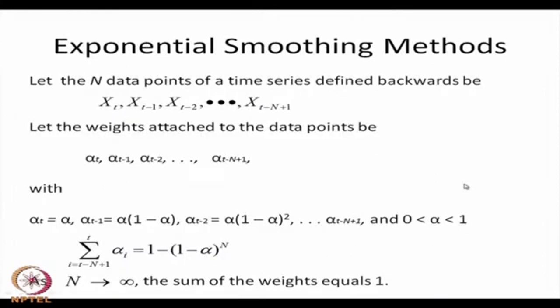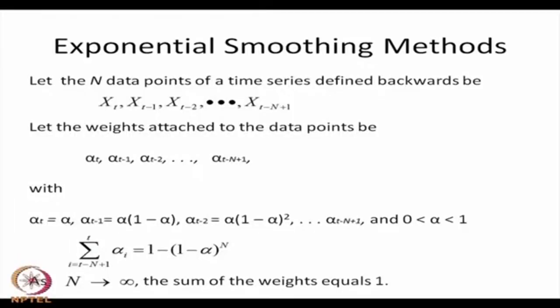Now, let us introduce another important method, in fact more important than the moving average method, which is the exponential smoothing method, because of its simplicity. Once again, consider n data points of a time series, but we are defining them backward, meaning that the most recent value is x t, one period old value is x t minus 1, two period old value is x t minus 2, n period old value is x t minus n plus 1. We write it backward, and then in order to smooth, we have to attach weights. Let the weights be alpha t minus 1, alpha t minus 2, and alpha t minus n plus 1.